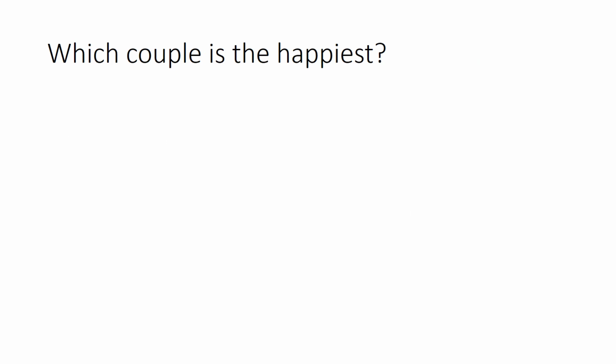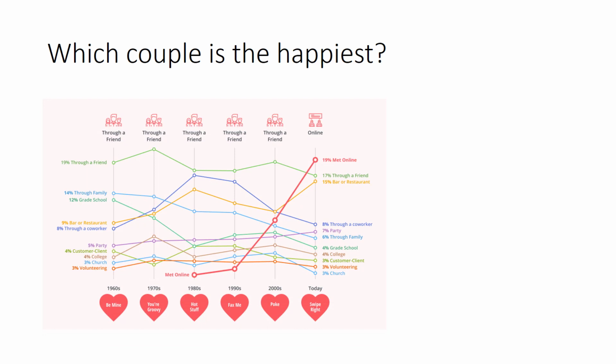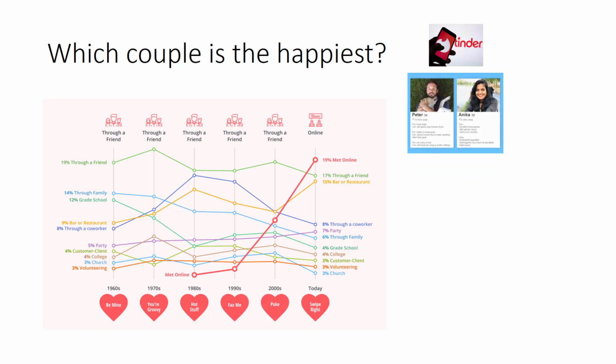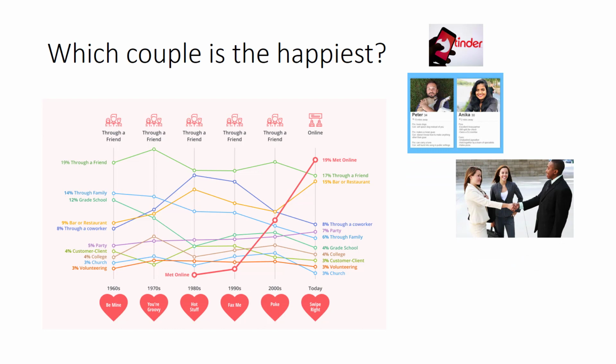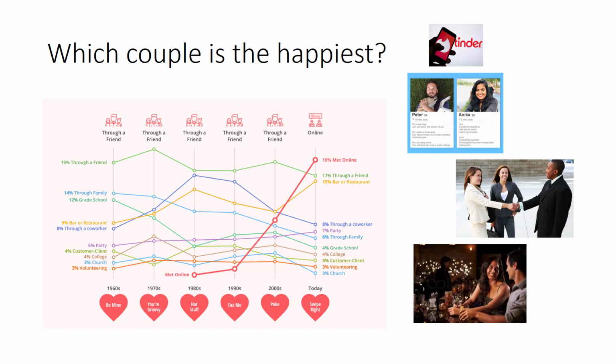Let us first take a hypothetical example. Couples get to know each other in various ways. According to the statistics, 19% of couples meet online, 17% of couples meet through a friend, and 15% of couples meet in a bar or in a restaurant. Let's say we want to find out which couple is feeling the happiest some years later.